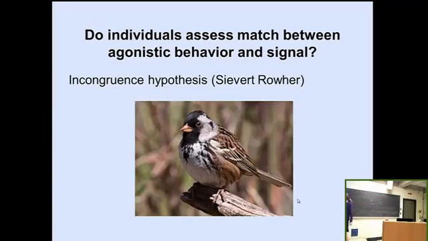So a hypothesis originally developed by Siebert Rower long ago was that individuals might be assessing the match between behavior and signal. His idea was, if an individual signals that they're strong, but behaves like they're weak, that's what could cause social costs. Now this is a very appealing hypothesis, but it had been difficult to test, in part because it's often difficult to experimentally manipulate behavior and signal independently.